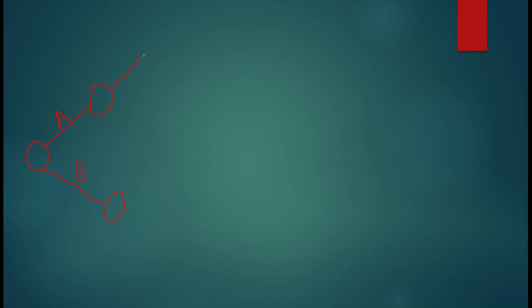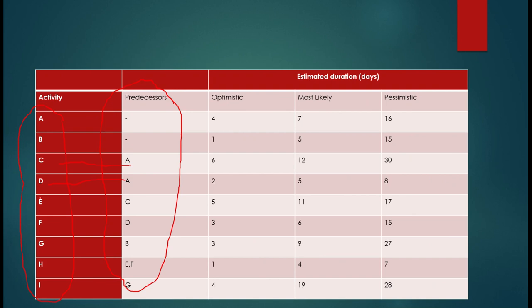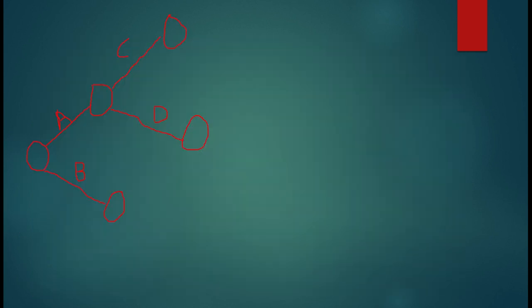So from here we get C and D, okay? So C and this is D. Here it will end like this, right? Now next is E. So E's preceding activity is C. It means wherever C will end, from there E will start. So here we can start E where C is ending, okay, like this, right?